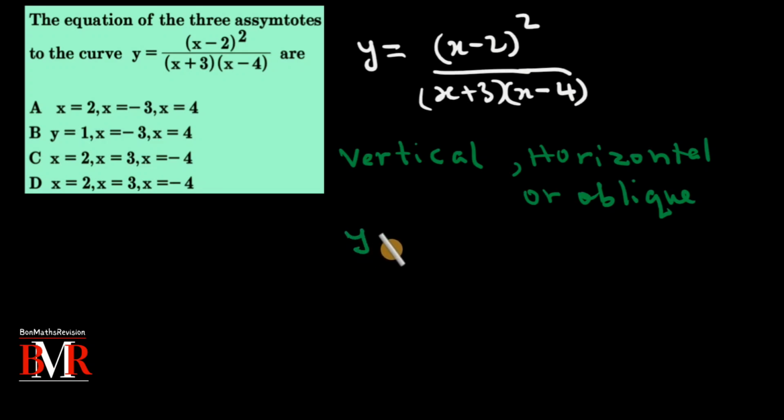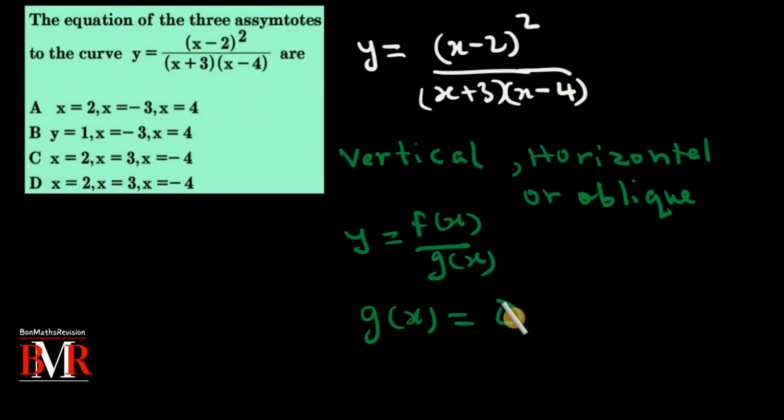Let's say y is equal to a rational function f of x all over g of x. To get the vertical asymptote, you just set the denominator g of x equal to 0, and then look for the value or values of x. The values of x that we obtain will be the vertical asymptotes of the curve.